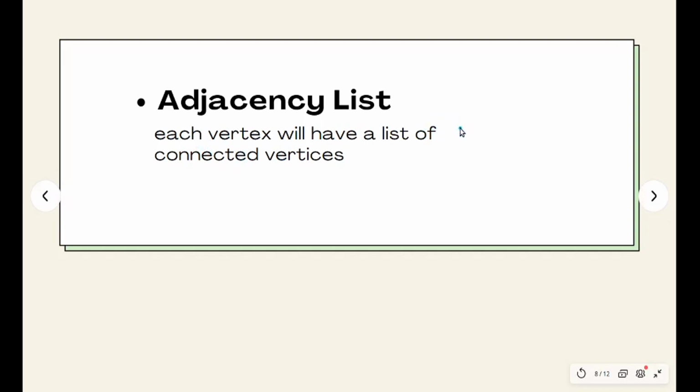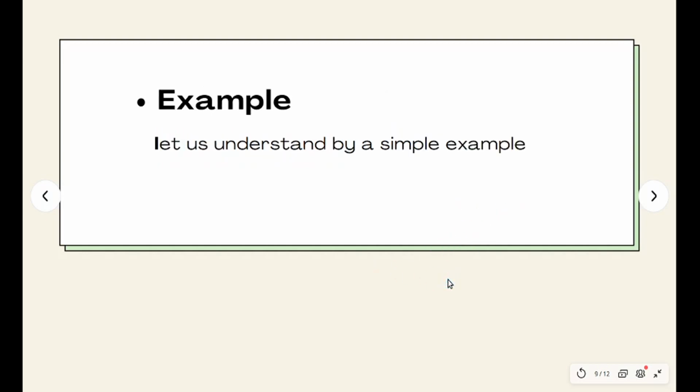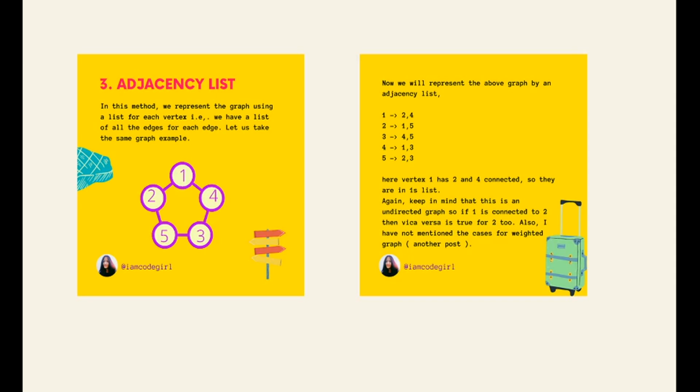The adjacency list method. This is the method that I'll be using in my videos, and I really prefer this one. I think most people do, because it's pretty simple. So in this method, each vertex will have a list of connected vertices. Suppose we have five vertices. Think of the previous example. Each vertex will have a list of vertices to which it is connected. Everyone will maintain their own list. Let's see with the same example.